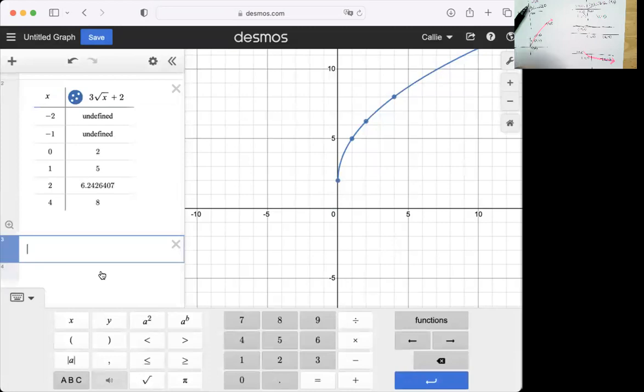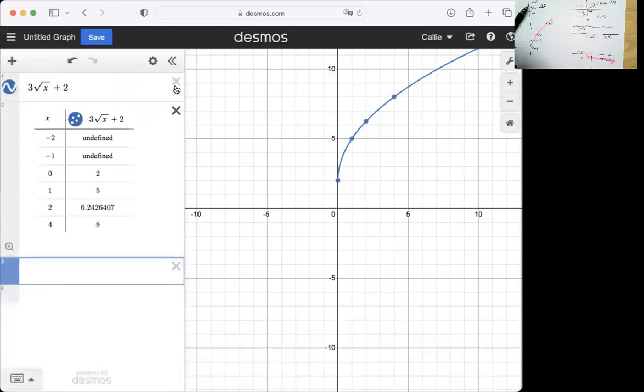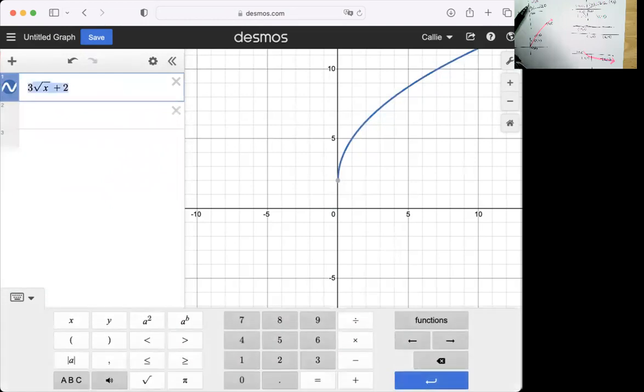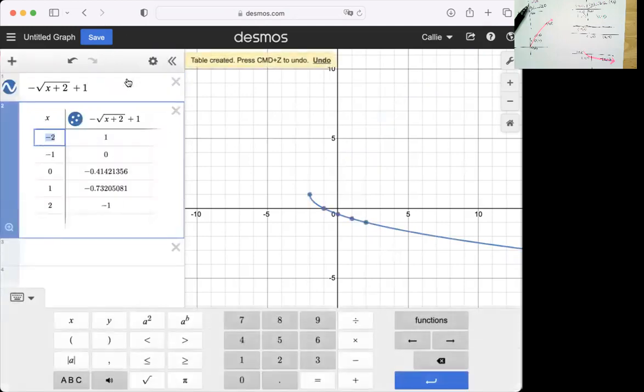Next one is negative, so I made one mistake, but caught it. Negative square root of x plus 2, plus 1. And I said my points were (-2, 1), (-1, 0), and (2, -1). Yeah, so that was okay.